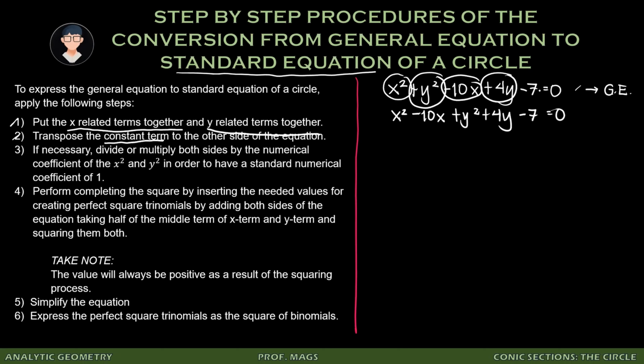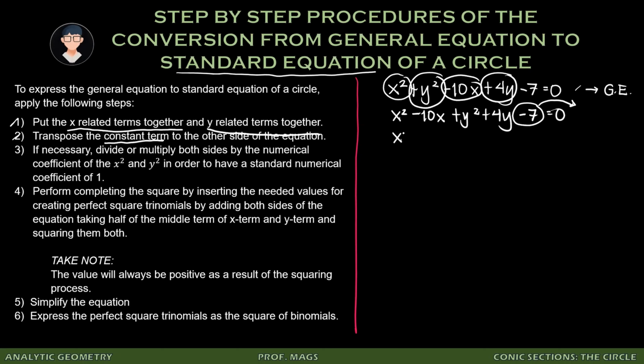Ano ba ang constant term dito? Yung walang variable. Itong negative 7. So, yung negative 7, ang sabi sa step 2, you will transpose the constant term to the other side of the equation. So, the other side of the equation is the right side. Itong negative 7, you will transpose, ililipat natin sa kabila. And it will change the sign.